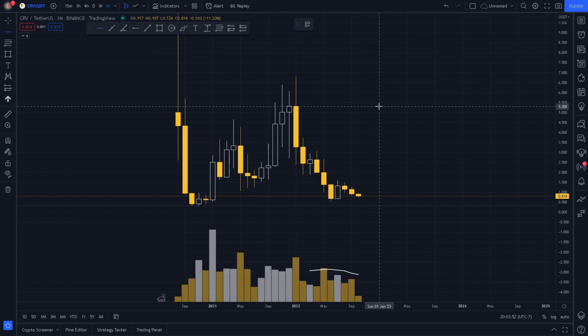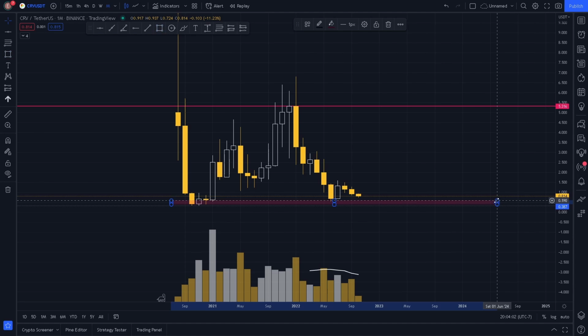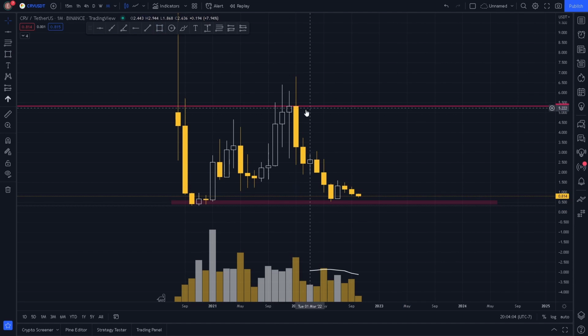The first levels we can plot is our swing high, which is obvious to spot, and we have a swing low, where this is the highest point price reached, and this is the lowest point price reached. So let's go ahead and hop into the weekly.